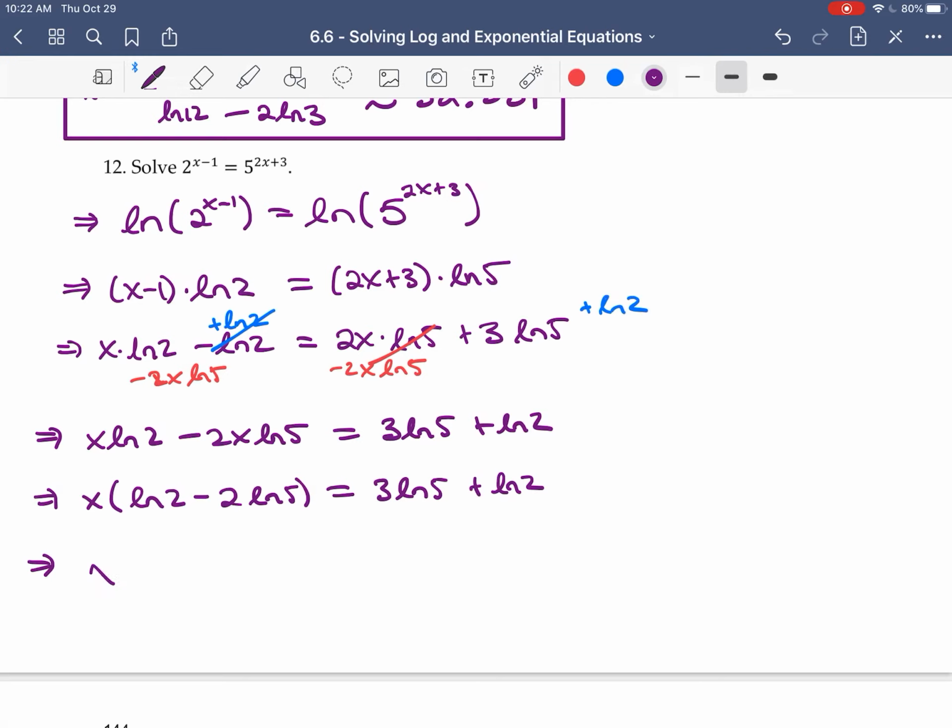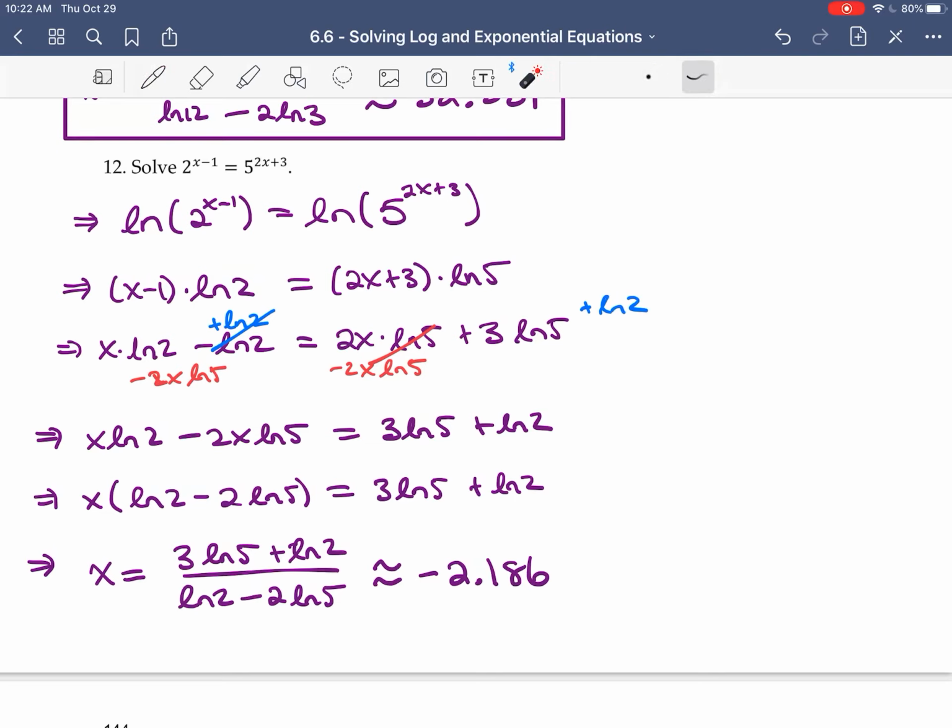And now I can finally divide. So x is going to be (3 ln 5 plus ln 2) over (ln 2 minus 2 ln 5). And if you compute this, you get approximately negative 2.186. Okay, which is fine. So I had no bad lns. I was able to compute all the lns. It doesn't matter that I get a negative number here because my original equation was exponentials. Okay, so this is a valid solution.